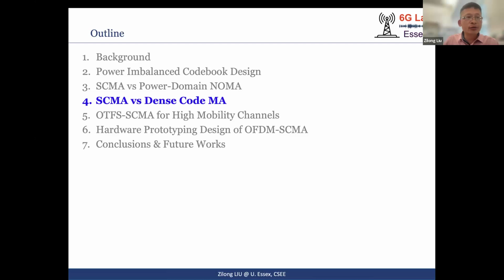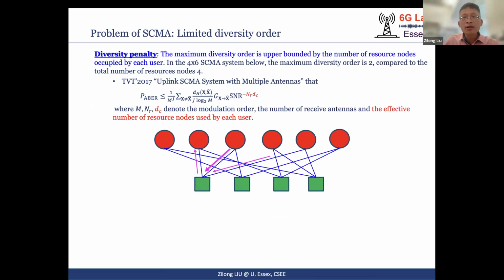So now I would like to move to the comparison between SMA and DSMA. If we look into this factor graph, which shows a 4 times 6 SMA system, basically we have 4 subcarriers and 6 users. All right. By looking into this factor graph, we can see that every user is sending a signal over 2 subcarriers. In this case, we can actually prove that every user will have a diversity order of 2.